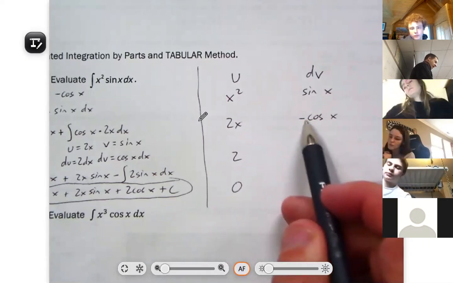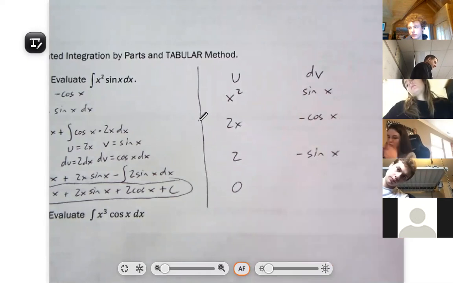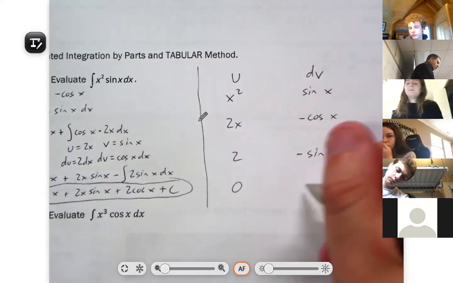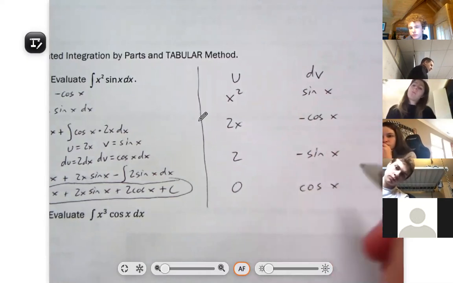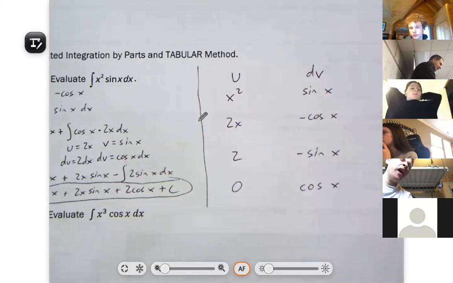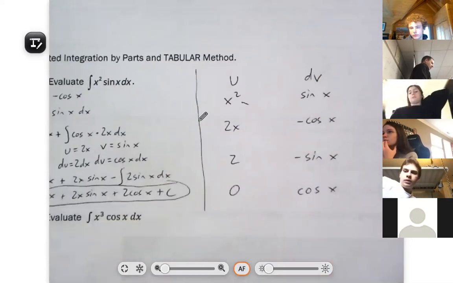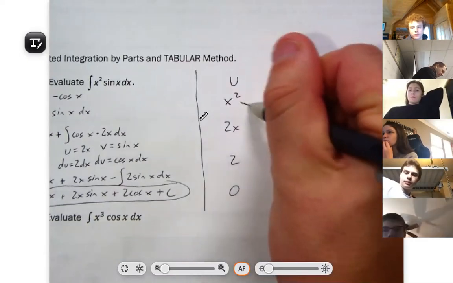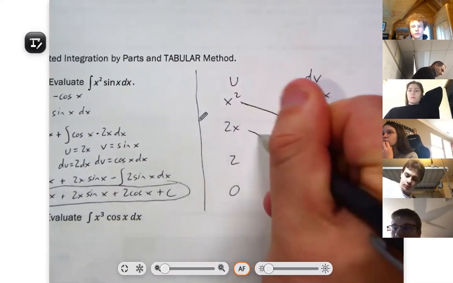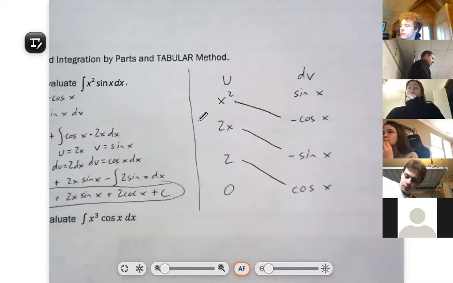The integral of that is going to be negative sine. The integral of that is cosine. So that's the setup. And then what we're going to be doing is connecting. It's really wacky. This method is really wacky. We're going to be connecting diagonally here. We're going to be multiplying these pieces together to get our final answer.